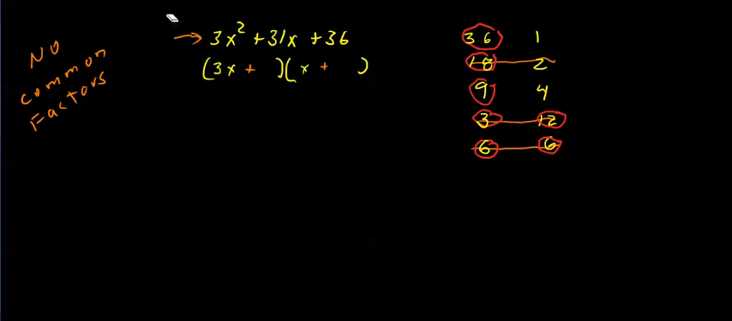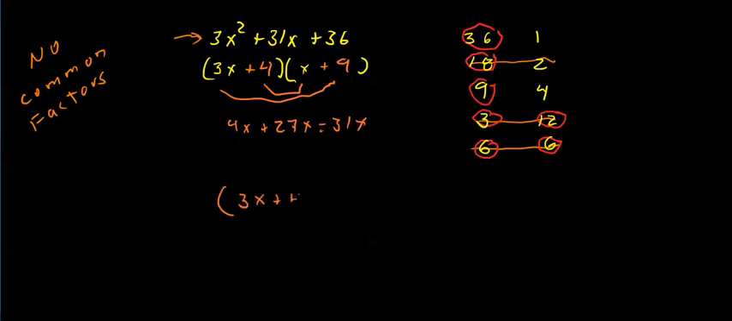So let's do the actual one. We're going to put the 4 here, 9 here, check it, 4x plus 27x equals 31x. So our final answer is 3x plus 4 times x plus 9. It makes the process a lot easier. All right, let's look at one more.